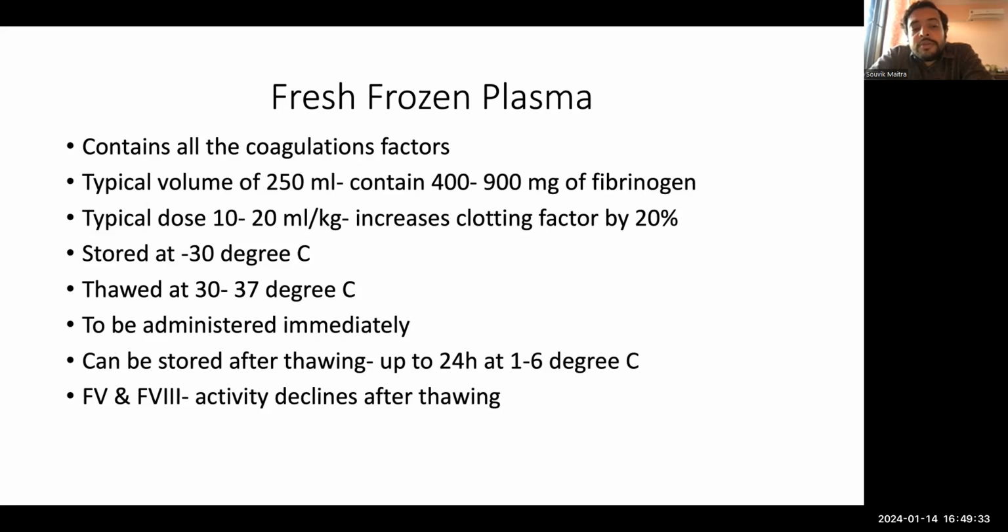Though fresh frozen plasma contains all the coagulation factors, one should remember that factor 7 has a short half-life. So fresh frozen plasma might need repeated administration, particularly when factor 7 is deficient in the patient.